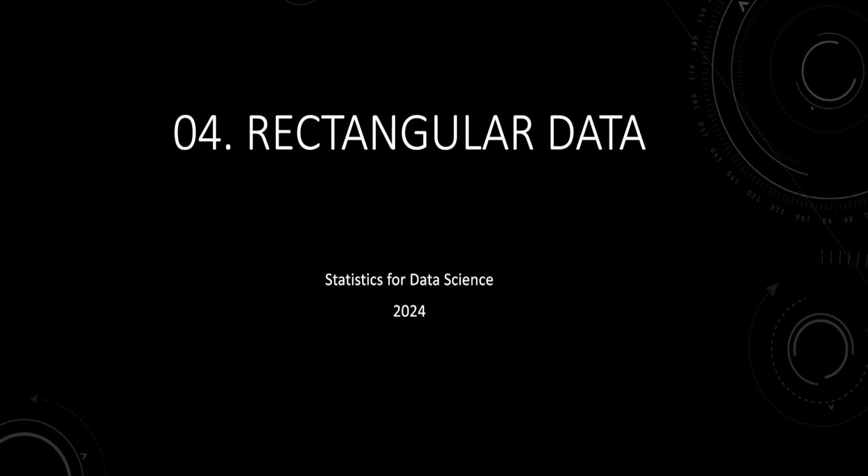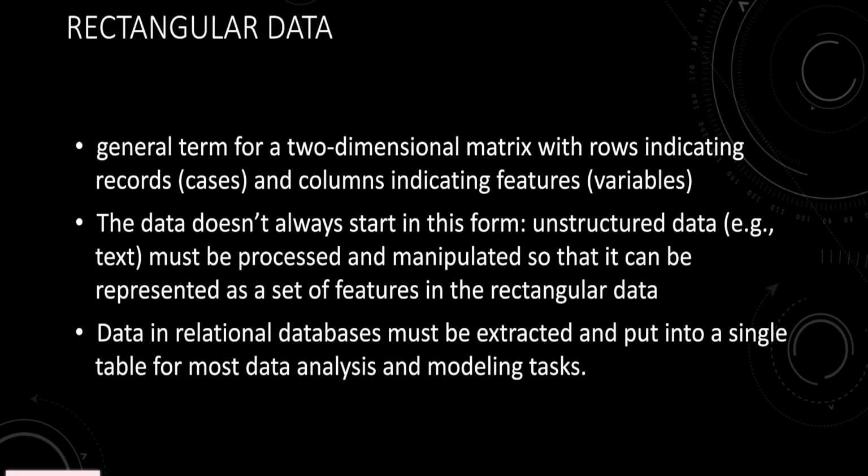In the previous video, we saw what is population and what is sample. In this video, we will see what is rectangular data. Here you can see on screen, rectangular data is just a 2D matrix where rows indicate records and columns indicate features.